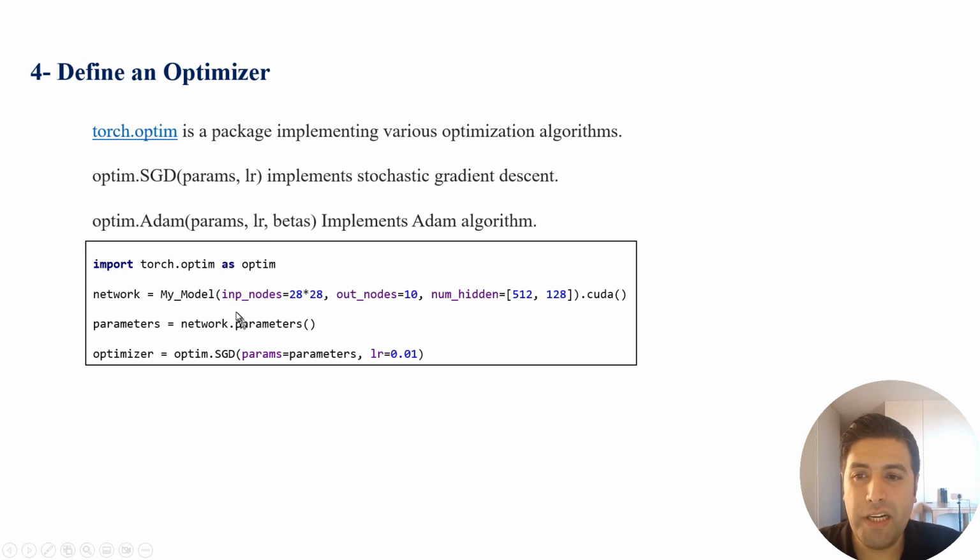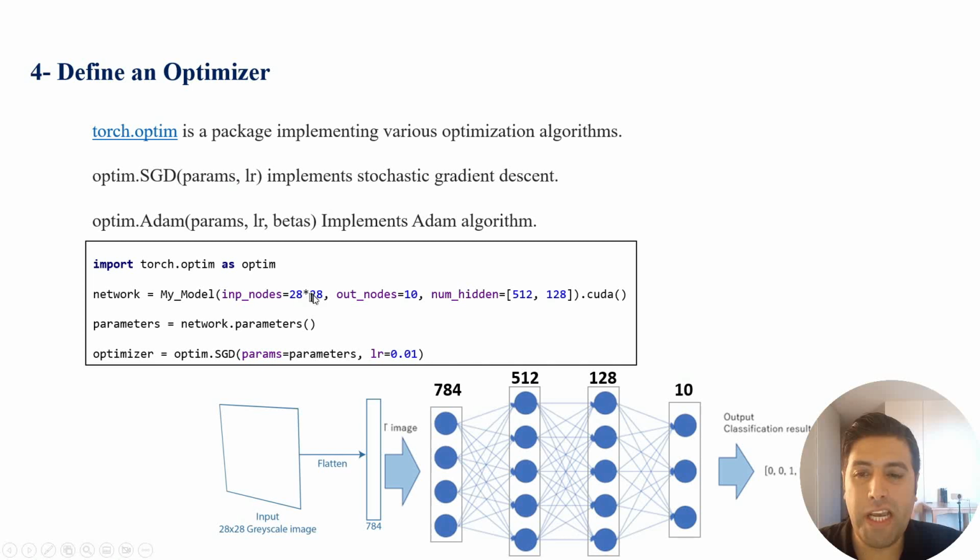For example, here, for input nodes I have defined 28 by 28 input nodes. Why? Because in this example, I want to classify MNIST images, and in MNIST each image has 28 rows and 28 columns, so I will flatten each image, and each image will have 28 by 28, which is equal to 784 nodes as the input nodes. And my output node will be 10, because I will have 10 outputs.